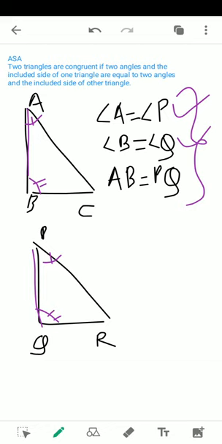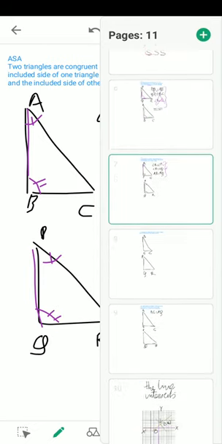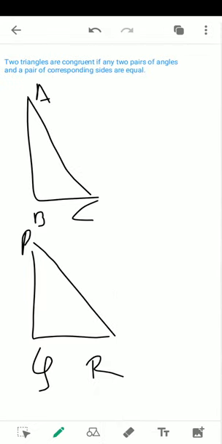So please remember again, the word included is very much essential. That side has to be included in both of the angles, then and only then can I use this condition. So let us move ahead. I have one more condition.